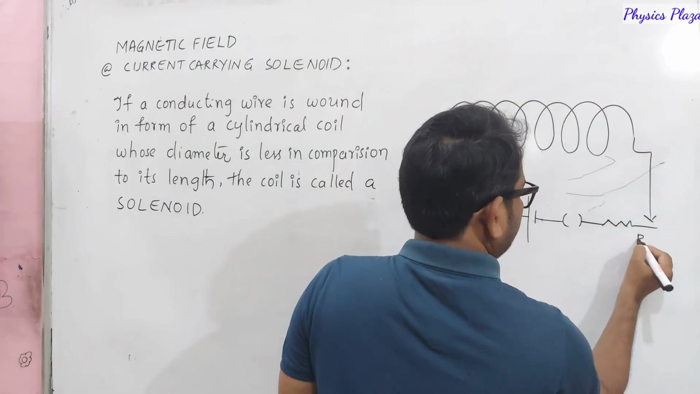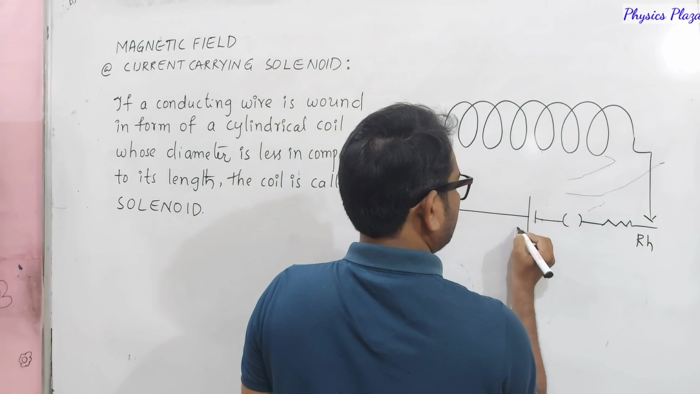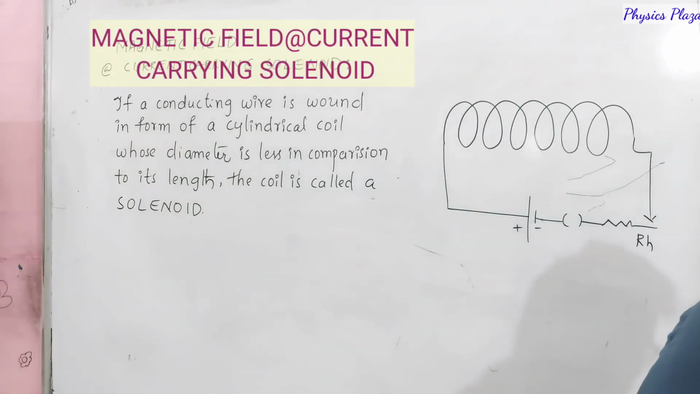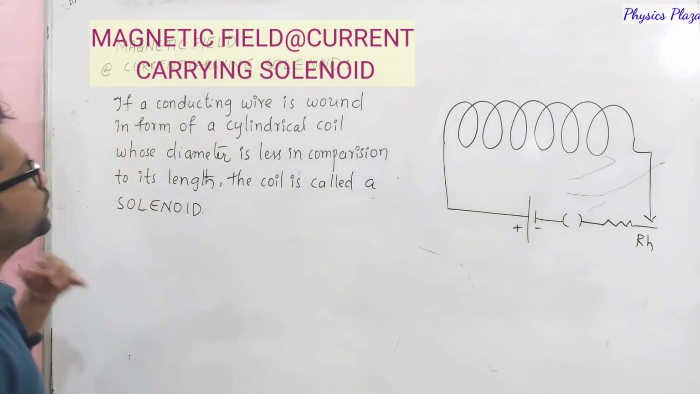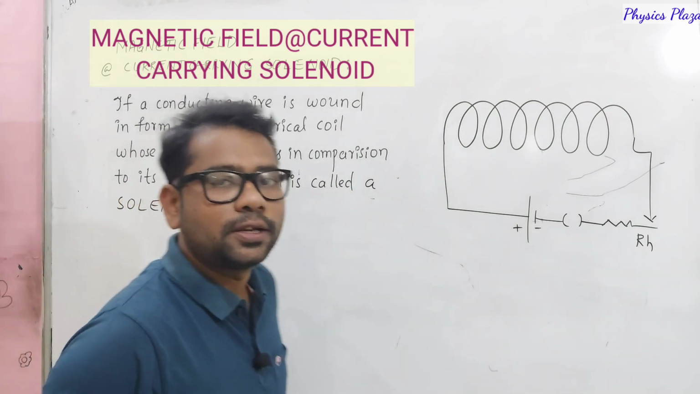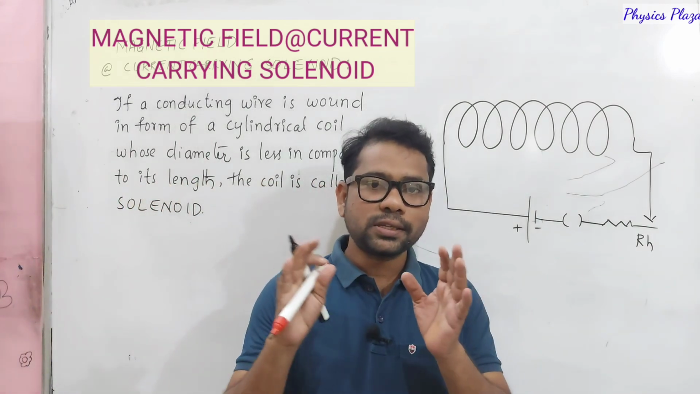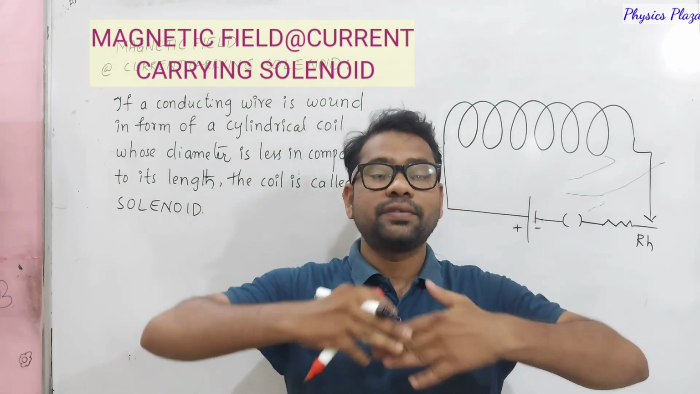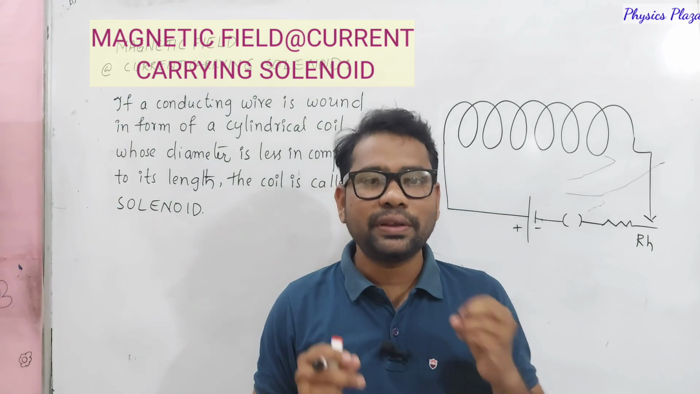So this is how a solenoid looks, plus and minus. So children, now we will see how the magnetic field will be around the current carrying solenoid. First of all, children, what is a solenoid? Solenoid means, don't think it's something complicated. It's not. It's very simple.